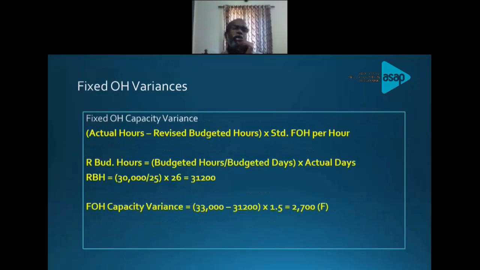Then fixed overhead capacity variance. Fixed overhead capacity variance is the difference between actual hours and revised budget hours multiplied with standard fixed overhead per hour. Please take down this equation. Fixed overhead capacity variance is actual hours minus revised budgeted hours into standard fixed overhead per hour. Standard fixed overhead per hour has already been calculated as 1.5.